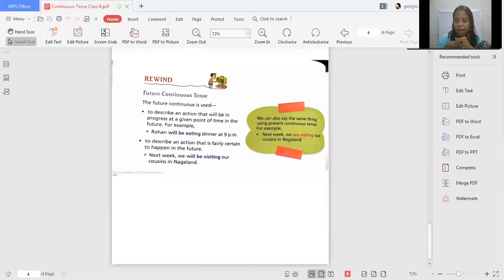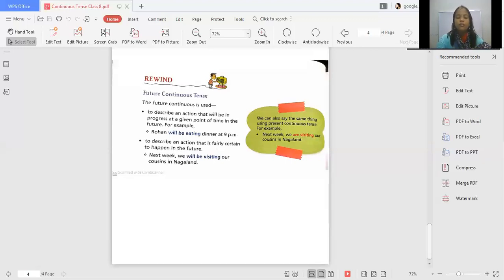Now to describe an action that will be in progress at a given point of time in the future, you will specifically use future continuous tense. For example, if I'm specifying a time, say, I will be having my dinner at 10 p.m. So, will be having is the future continuous tense which I have used in this sentence. Why? Because I'm talking about 10 o'clock and it is not yet 10 o'clock. So, thereby I'm using future continuous tense.